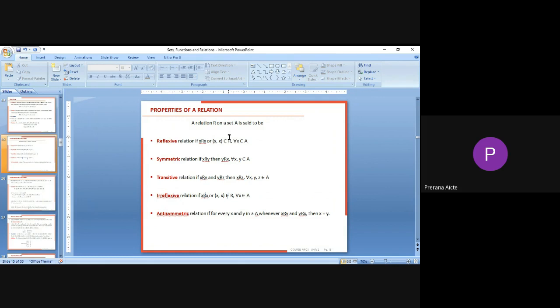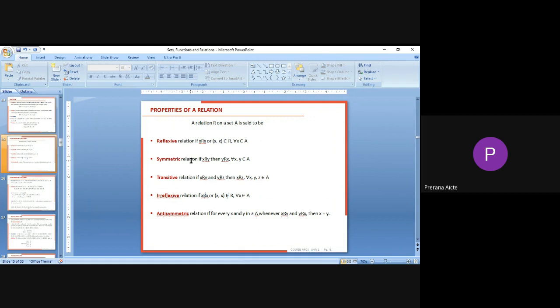If you define any relation, we can identify some properties for that relation. These are very important properties, and based on these we get the problems. The properties are: reflexive relation, symmetric relation, transitive relation, irreflexive relation, antisymmetric relation. Reflexive means if you have the ordered pair in the form (x, x), that is, x is related with the same element x in the other set, then we say that it is a reflexive relation.